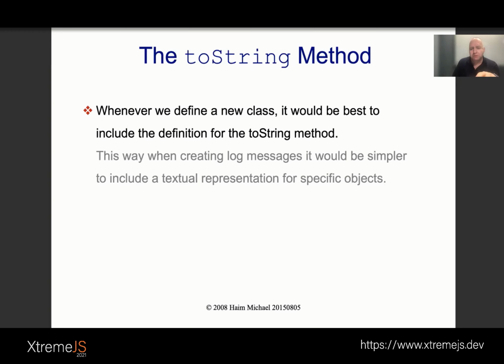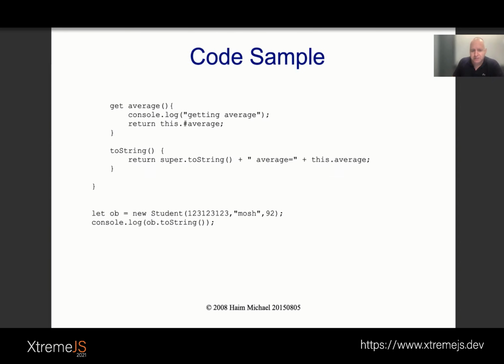A few words about the toString method. It is a good practice to define that method in every class we define. This way, whenever we need to create a detailed log message, it would be simpler because we can take the object and immediately get a text that describes it. So this is a good practice. I recommend you to define the toString in every class you define, just as you can see over here.